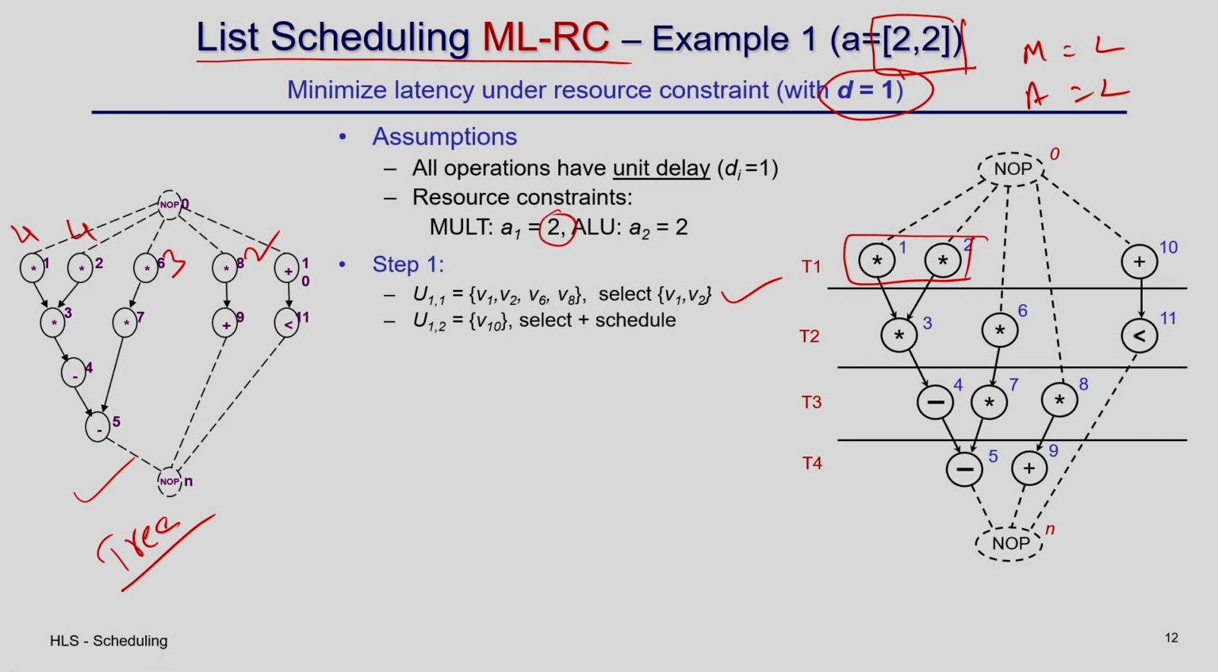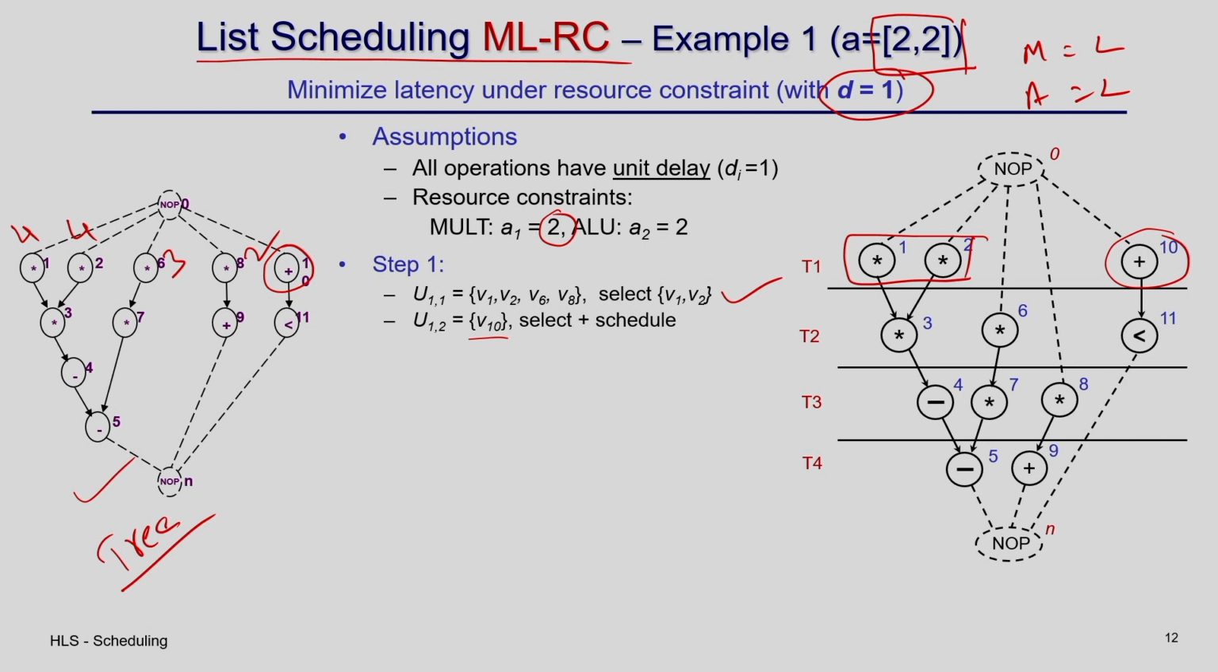Similarly, in the first time step only one operation is available for the ALU type operations, and there are 2 resources, so I am going to schedule it. That is why I have scheduled V10. So, this is my time step 1. Since all operations are single cycle, TLK is always 0 because no operation is carried forward to the next time step. So, this is the simplest scenario.